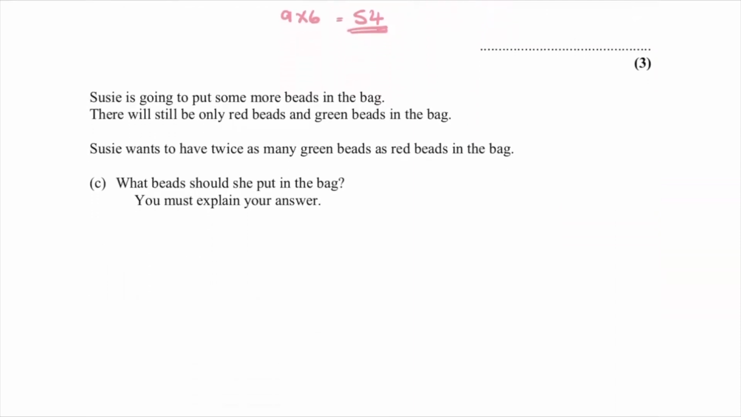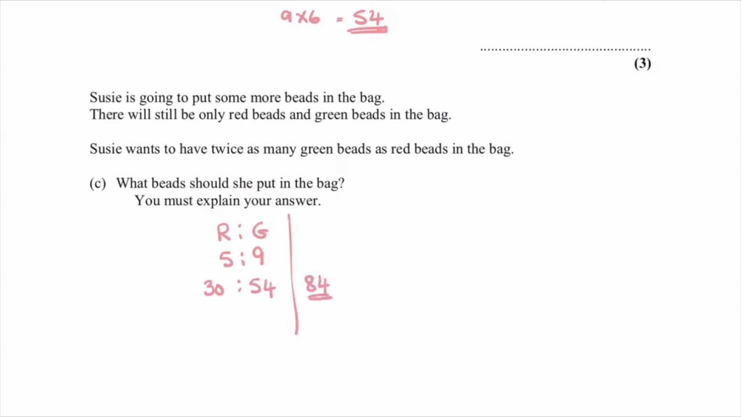So Susie is going to put some more beads in. They will still only be red and green. So we know we're not having a different colour. She wants to have twice as many green as red in the bag. So what beads should she put in? What do we know already? We know that we've got red and green in a ratio of 5:9, and that there are 30 red and 54 green to make that 84.